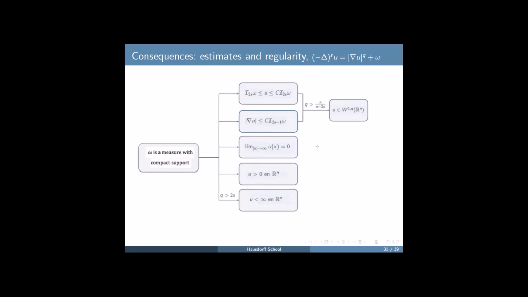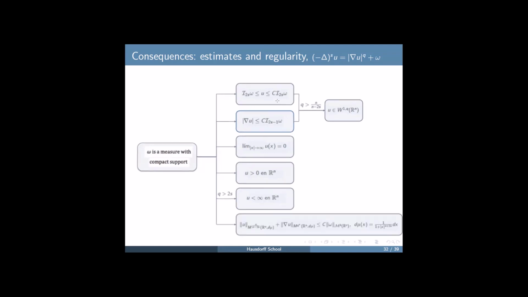Also, we can get that the function u is finite everywhere in R^n. And here maybe it's a little small, but I can tell you. We can get some estimates of the norm of u and its gradient in Marcinkiewicz spaces, with respect to this measure, which appears in the fractional setting. And the control is given by the norm of the measure omega in the space of measures. So we can control u and its gradient.